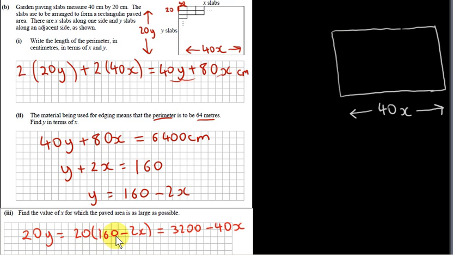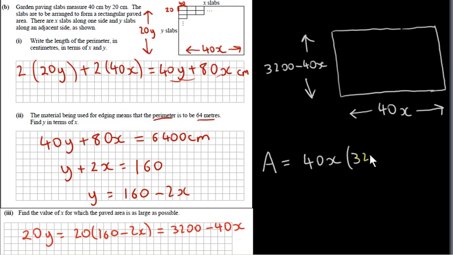So we multiply 20 in here. 20 by 160 is 3200. 20 by minus 2X is minus 40X. So this side here, in terms of X, is 3200 minus 40X. Now we're interested in the area of this paved area. I'll call it A. So to get the area of a rectangle, we just multiply the two sides. So one side is 40X, and then I'll multiply by this here. Now this expression has two terms in it, so I put it in brackets. 3200 minus 40X.